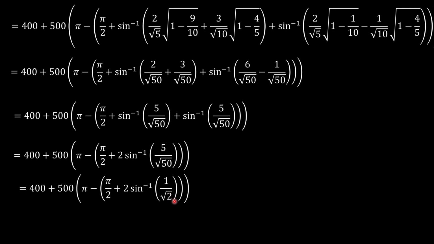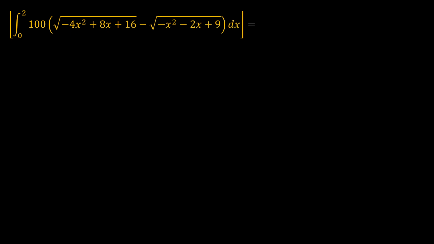And this is a popular thing. Arcsine of 1 over root 2 is pi over 4. So 2 times pi over 4 is going to be pi over 2. Pi over 2 plus pi over 2 is going to be pi. Pi minus pi is going to be 0. So this second part collapses, and we're just left with 400. And so leading us to the final answer, which is the value of the integral, which is 400. This 400 was what we got from the integral. So that, I think, could have been a very fast method to use.